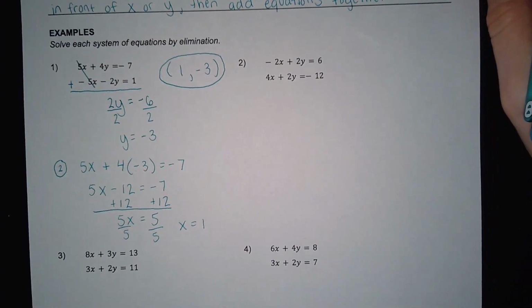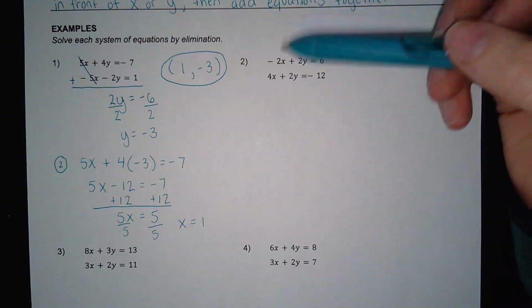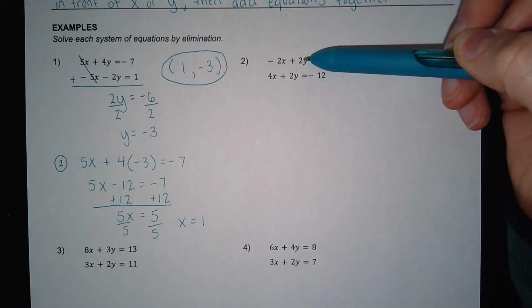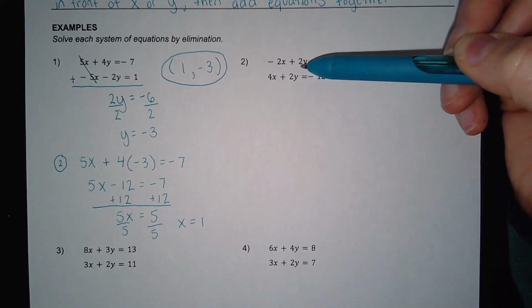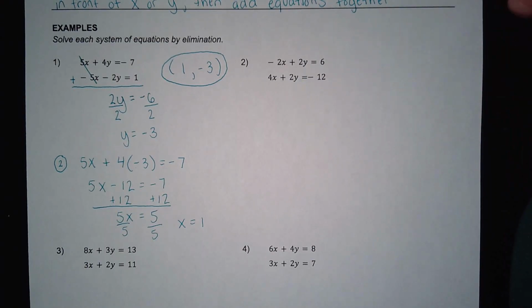All right, we'll try that process again. Again, to start, I'm looking for the same number in front of x or y. Now, I don't have the same number in front of x, but I do have the same number in front of y. However, these are not opposite. They're both positive. And that gives us a little bit of a problem.